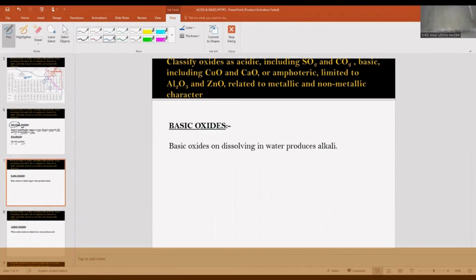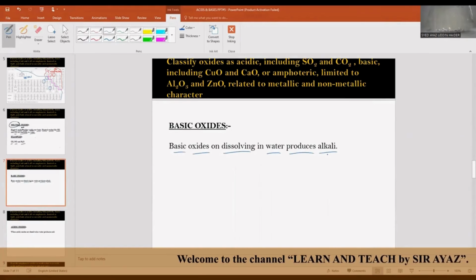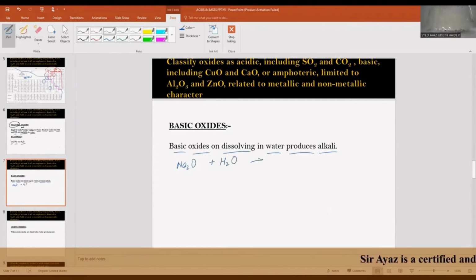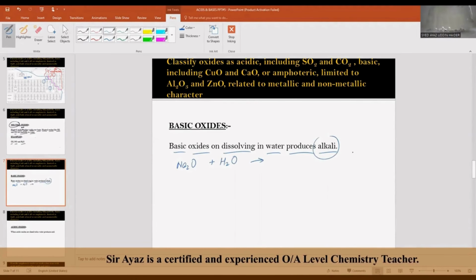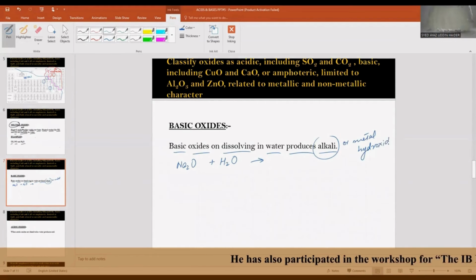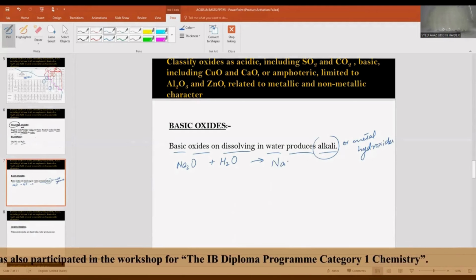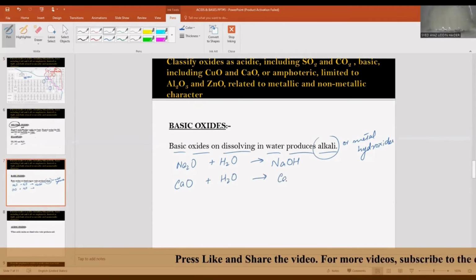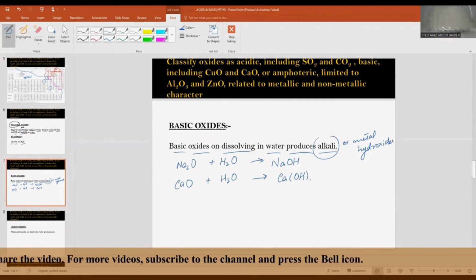Basic oxides, on dissolving in water, produce alkali. For instance, if you dissolve Na2O in water, you will get alkali. Alkalis are soluble bases or metal hydroxides. So you will get NaOH. In the same way, when you react calcium oxide with water, you will get what? Calcium hydroxide, which is Ca(OH)2.